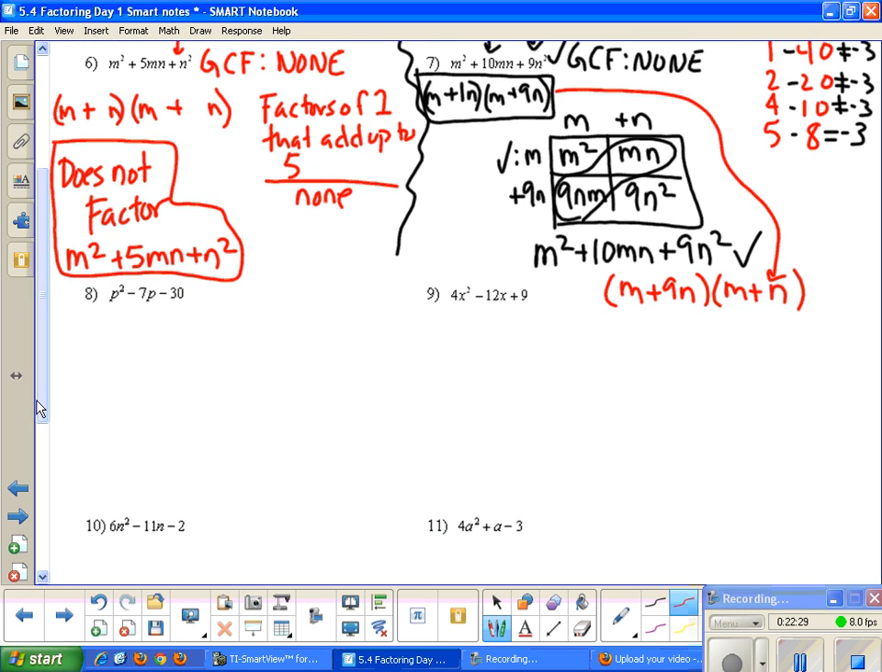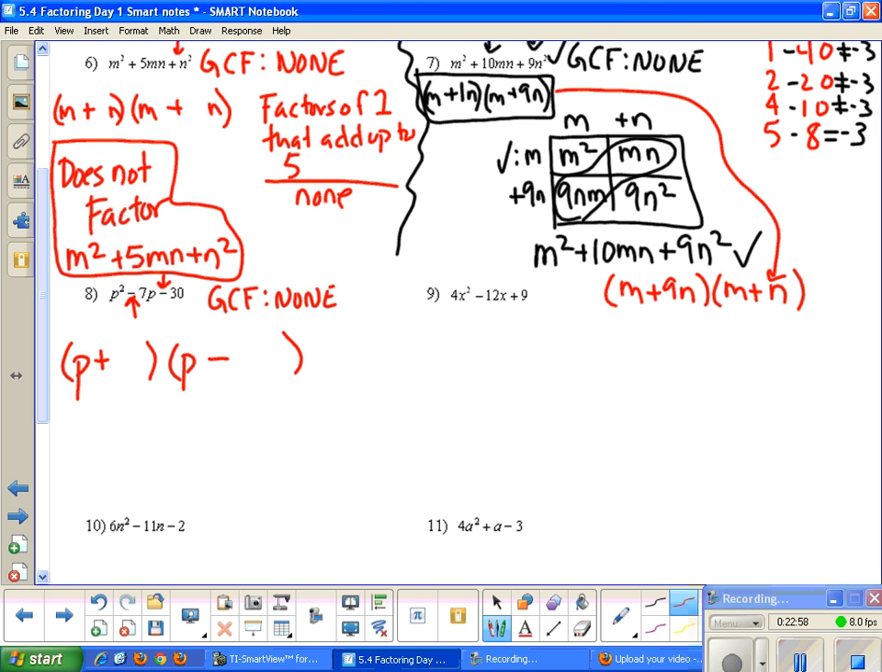So for question number 8, it has 3 terms. Notice that there is no greatest common factor. So since there's no greatest common factor and there's 3 terms, I want to see if I can factor this by setting up my 2 sets of parentheses. I know p times p would give me my first term, which is p squared. And since my sign's negative here, that means these need to be opposite. Since my middle term here is negative, that means my larger number is going to be negative.